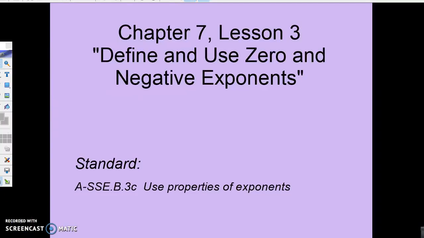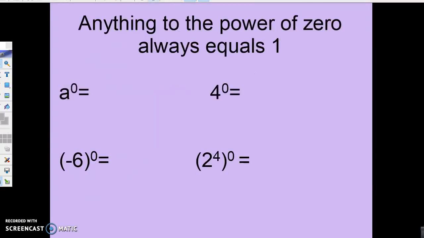Welcome to Chapter 7, Lesson 3. Today we're going to learn how to define and use zero and negative exponents.